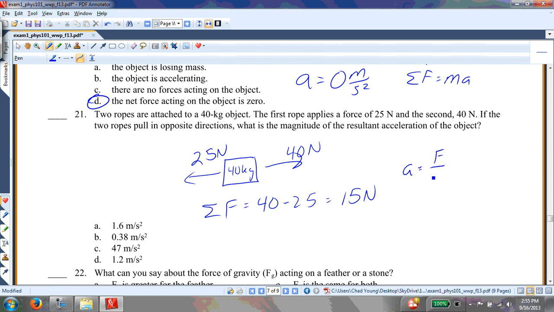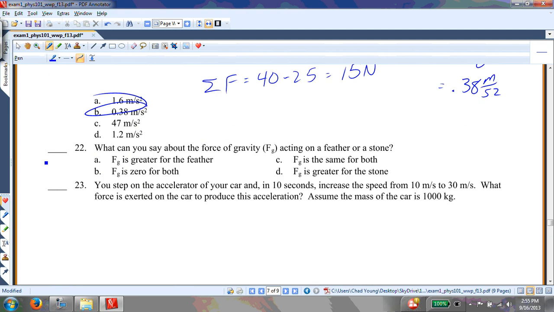Acceleration is F over m. That's going to be 15 newtons over 40 kilograms. I get 0.38. That's B for number 21.